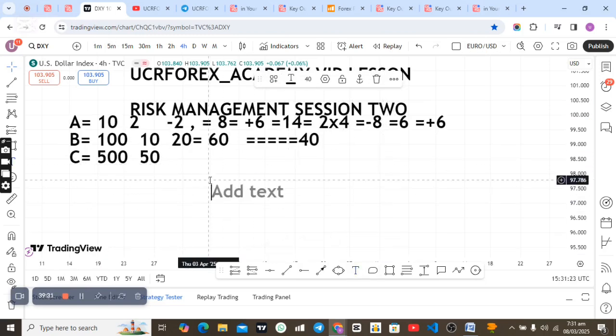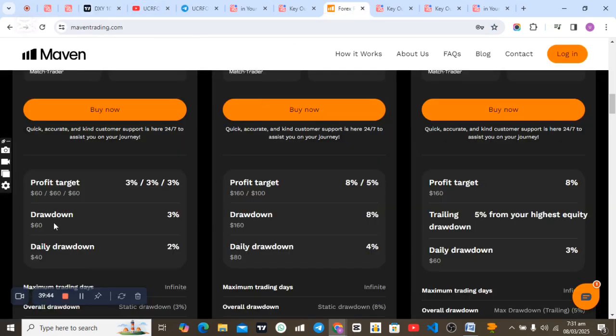What they gave you in the first phase of that very particular account, I think it's like 40 USD. That's the daily drawdown. The daily drawdown there is 40 USD. The overall drawdown is 60 USD. That means if you lost $40, you have already breached the rule on that very particular day.